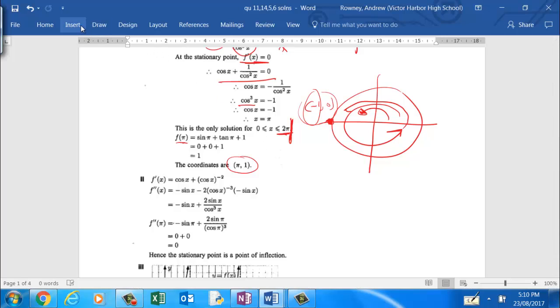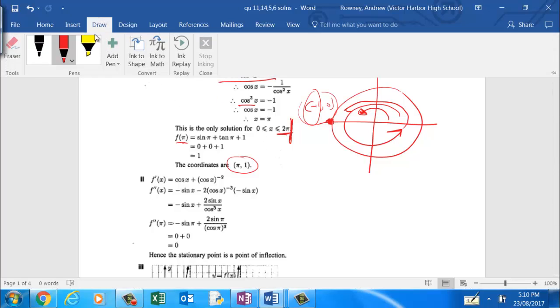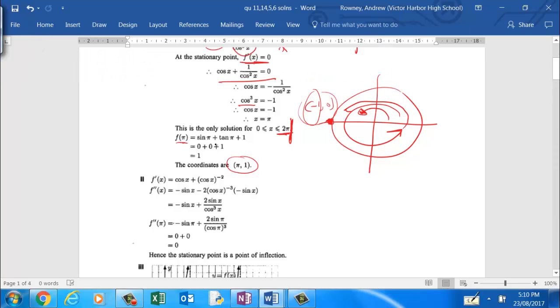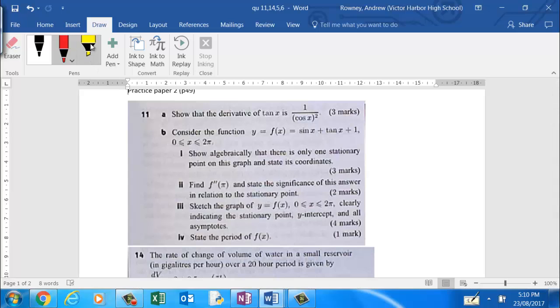Now it could be a maximum, a minimum, or a stationary inflection. And part 2 is going to determine what type that is by getting the second derivative. So if you look at the second question, it says find the second derivative at that same point pi, and then state the significance. So if this turns out to be 0, then it means it's an inflection, so it's a stationary inflection. If that's not equal to 0, then it's a maximum or minimum.